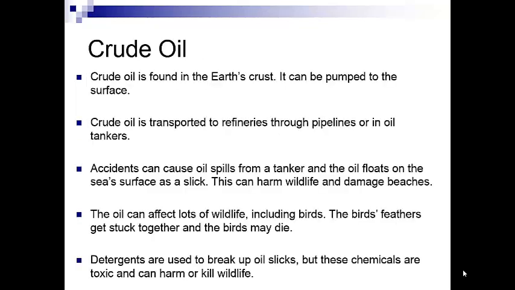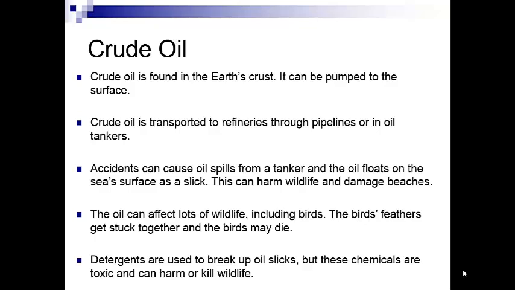Crude oil is found in the Earth's crust. It can be pumped to the surface. It is transported to refineries through pipelines or in oil tankers. The problem with crude oil is that sometimes there might be an accident, such as an oil spill, and that can cause a lot of harm to wildlife and damage beaches.